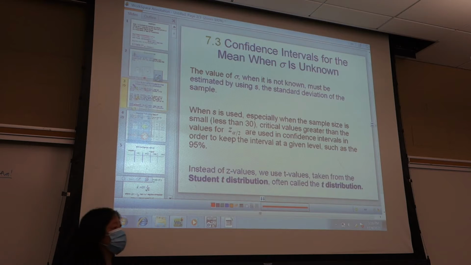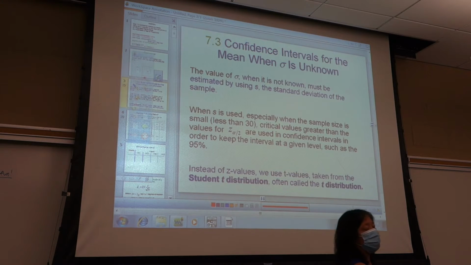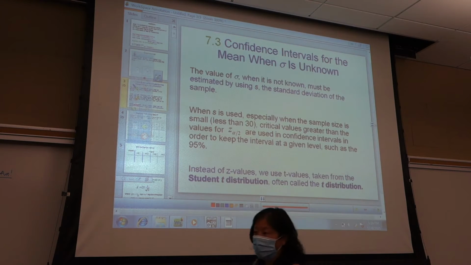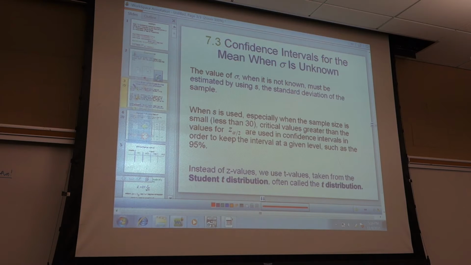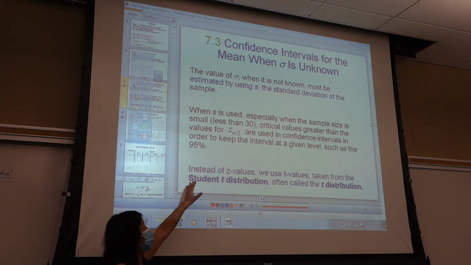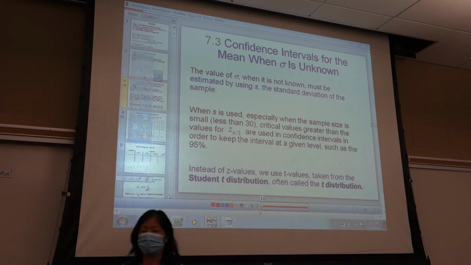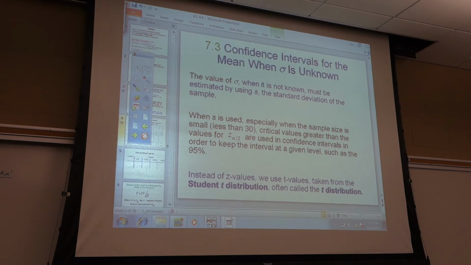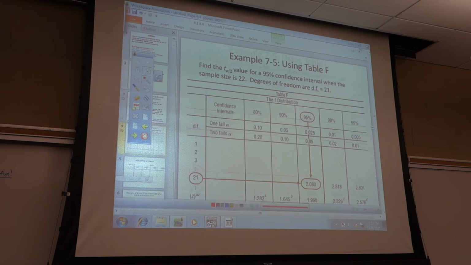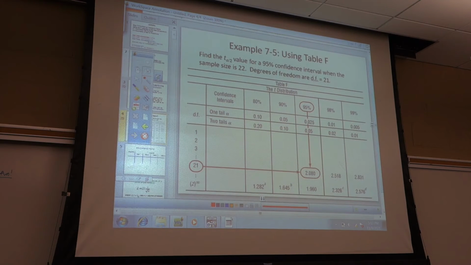So we'll use s instead. The thing about it, though, is s, especially when your sample size is really small, is bound to be really inaccurate, right? So instead of using z-scores from the z-table, we have to take that into account and use slightly larger numbers from the t-distribution, which are a lot larger if n is really small. But as n gets larger and larger, it gets closer and closer to our z-scores, as we will see in a minute.